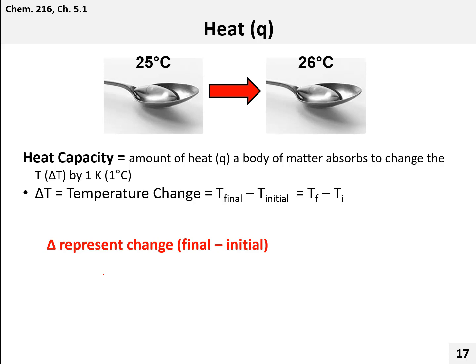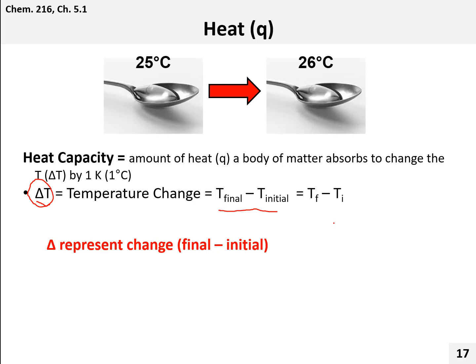Heat capacity is the amount of heat a body of matter needs to absorb to change its temperature by 1 Kelvin, or 1 degree C. Now, I say here change the temperature. We can symbolize this by delta T. And whenever we have a delta, that represents a change in something. And so we're looking at the final minus initial. So delta T is the temperature change, so T final minus T initial, or Tf minus Ti.